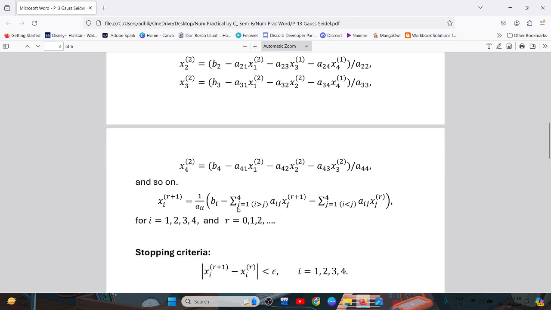So compactly we write xi for step r plus 1 equal to 1 by aii times bracket bi minus the summation over j from 1 to 4 of aij xj. When i is greater than j, we use xj from step r plus 1. But when i is less than j, we use xj from the previous step, the rth step.